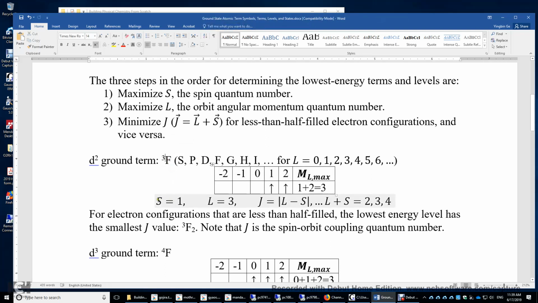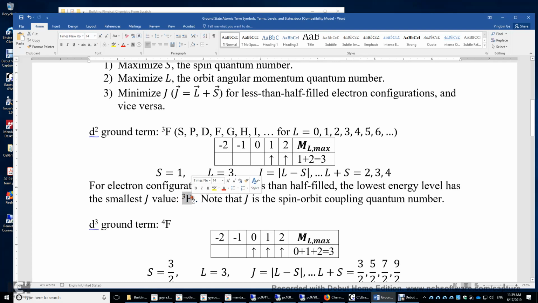So again, if you have S equals 1, then 2S+1 equals 3, so you put a 3 here. That's the spin multiplicity. Also, it corresponds to the number of possible values of m sub S. Again, m sub S may adopt 3 different values, from -1, 0 to +1. And how about this F? Again, you look at the value of L. L equals 3. When L equals 3, you look it up: 0, 1, 2, 3. Therefore, you have 3F here. Again, in this situation, these 5 d orbitals are less than half filled. Therefore, you use the smallest J value 2 here. The lowest energy level is 3F2.